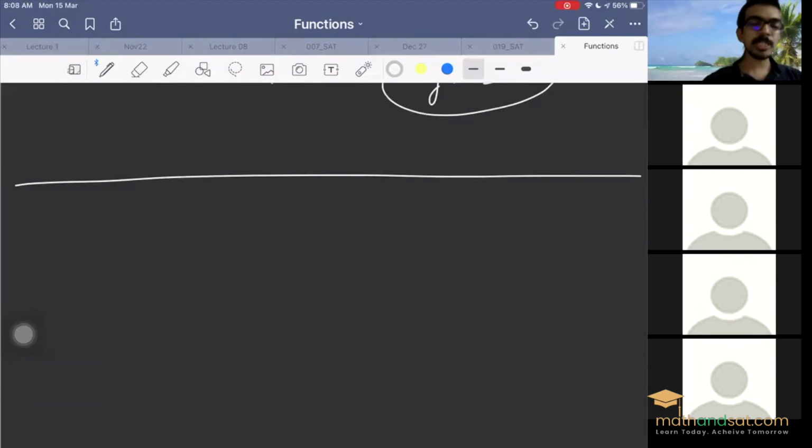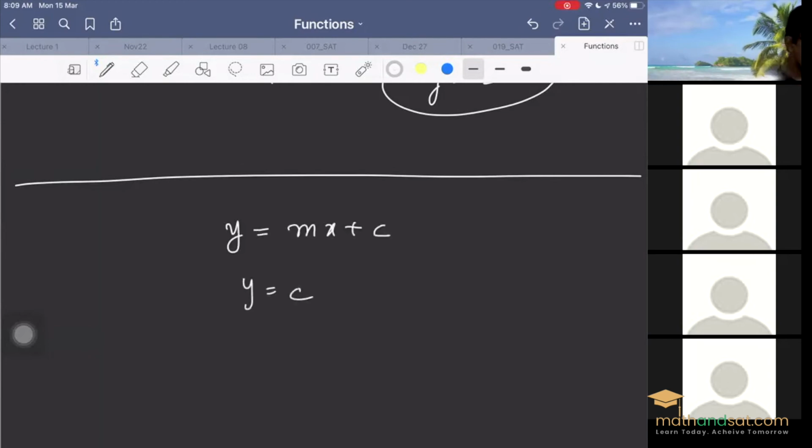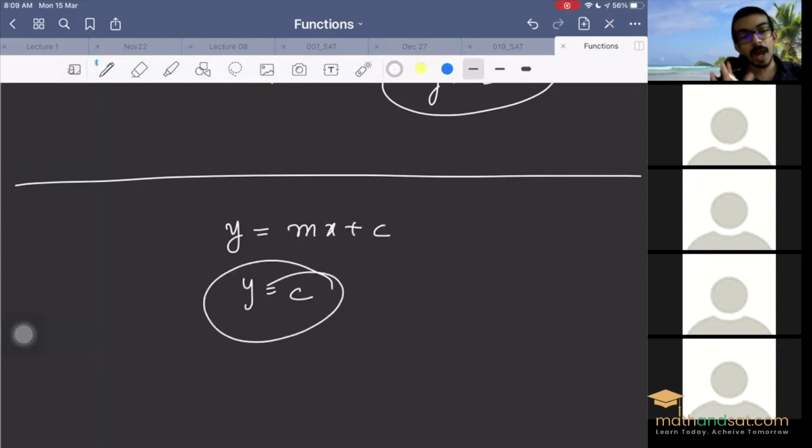Of course, there are other functions like exponential functions and quadratic functions. In higher classes, you will see trigonometric functions. But for the time being, we are going to see the simplest of the functions. The simplest of the functions are what we call linear functions. And you also have to understand that if, instead of y is equal to mx plus c, we have just y is equal to c, this is what we call a constant function. Constant functions are also considered a special case of a linear function.